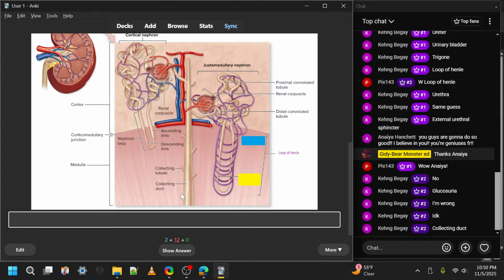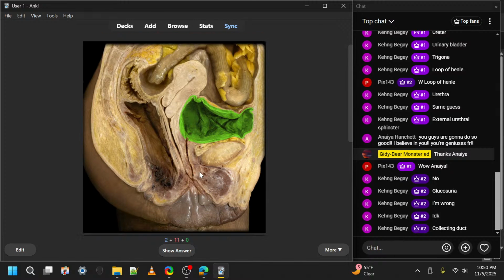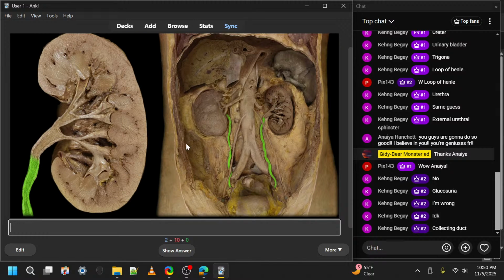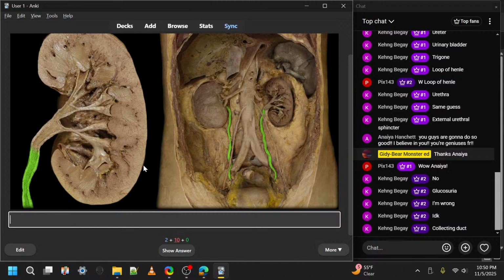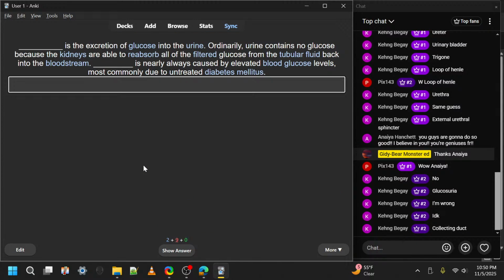Alright, this is... So we're looking at the yellow. So this is the thick ascending limb of the loop of Henle. Yes. Alright, this is the urinary bladder. Nice. These are the ureters. Or ureter. Dang it.